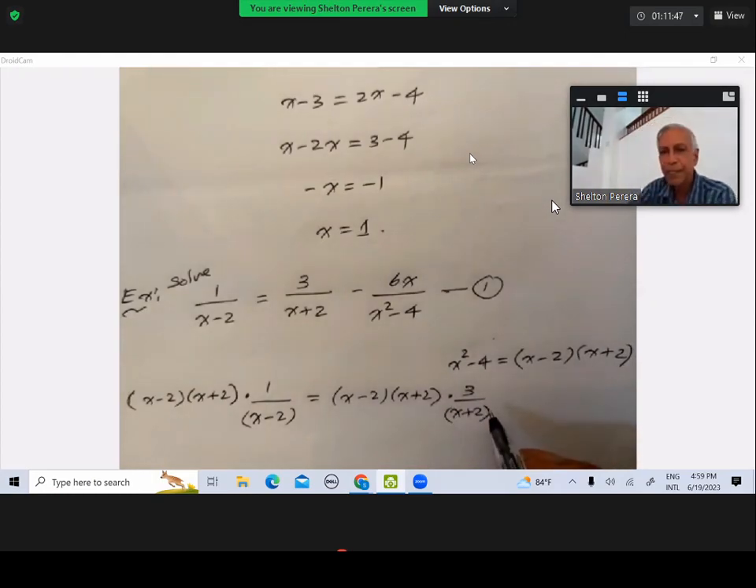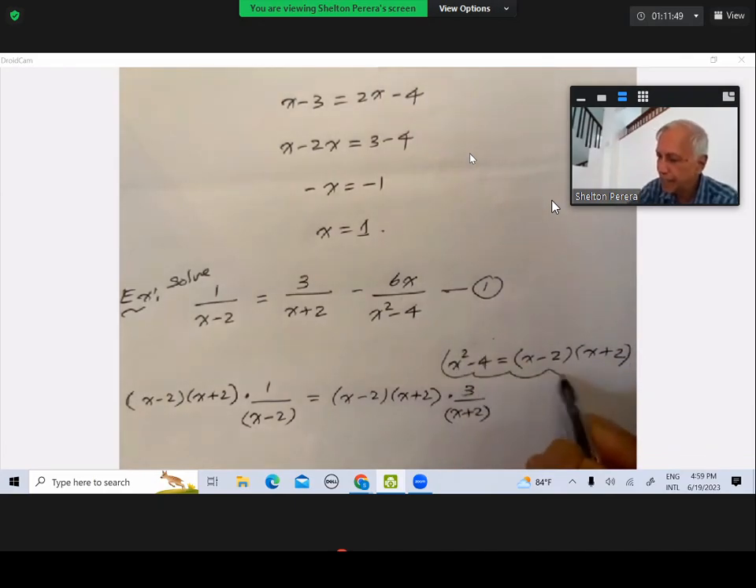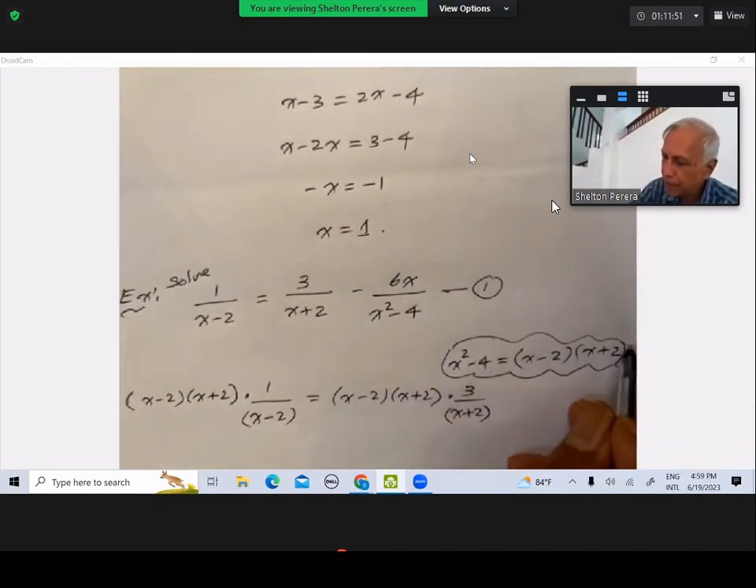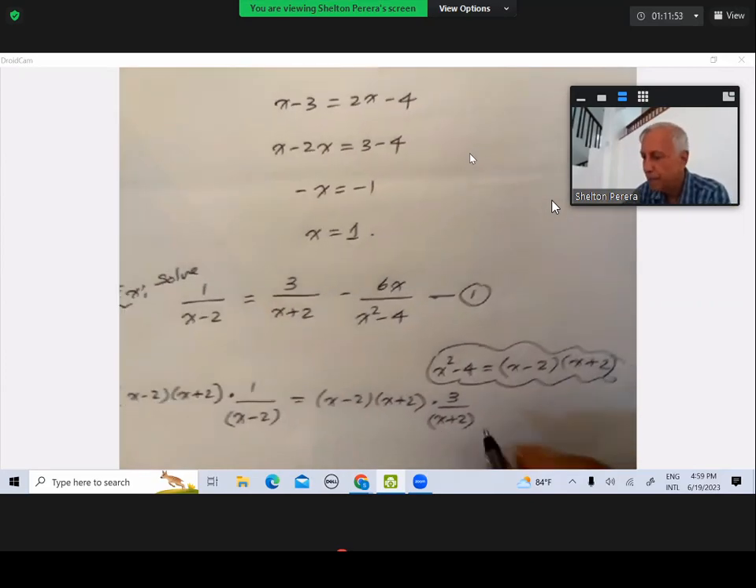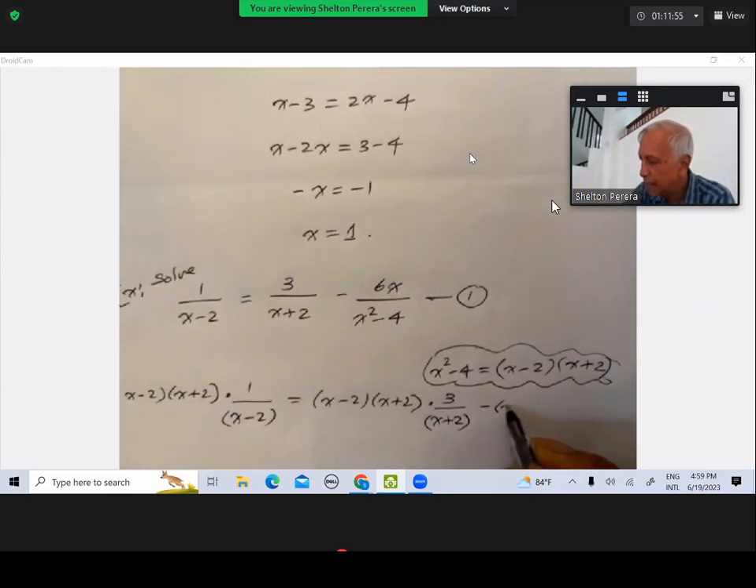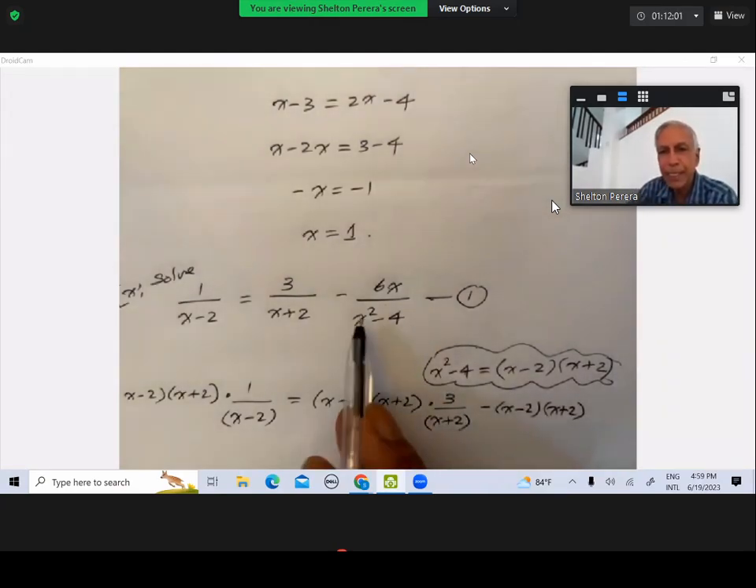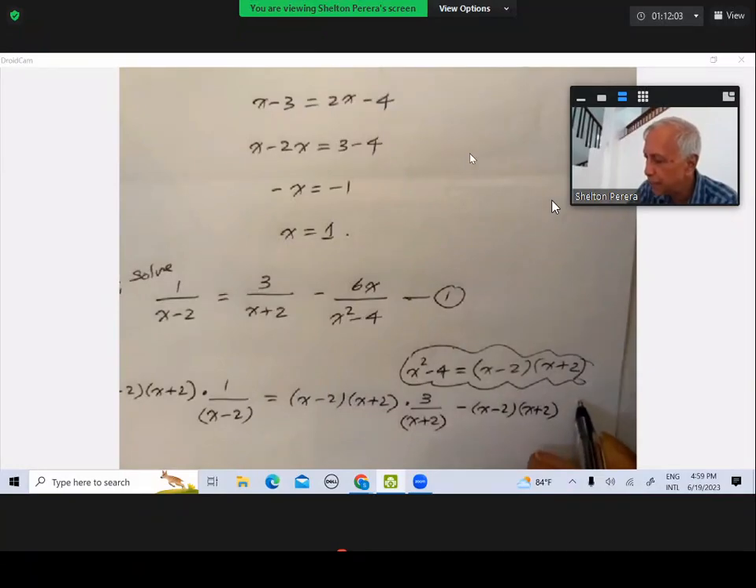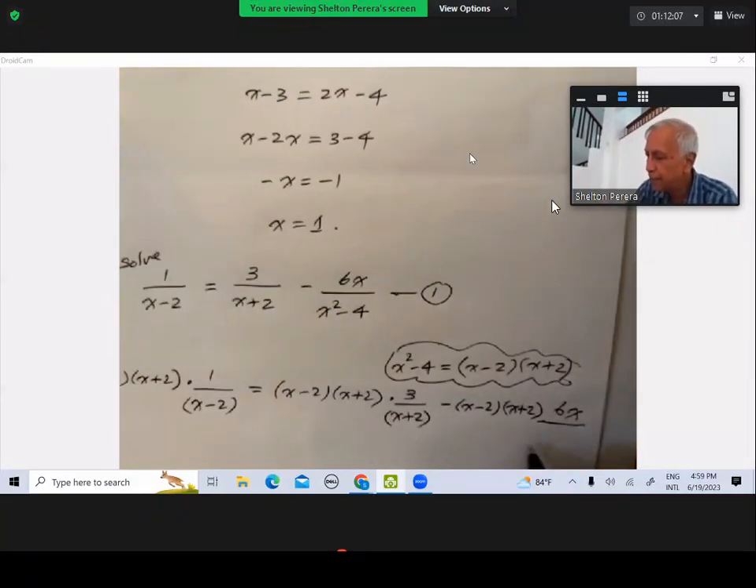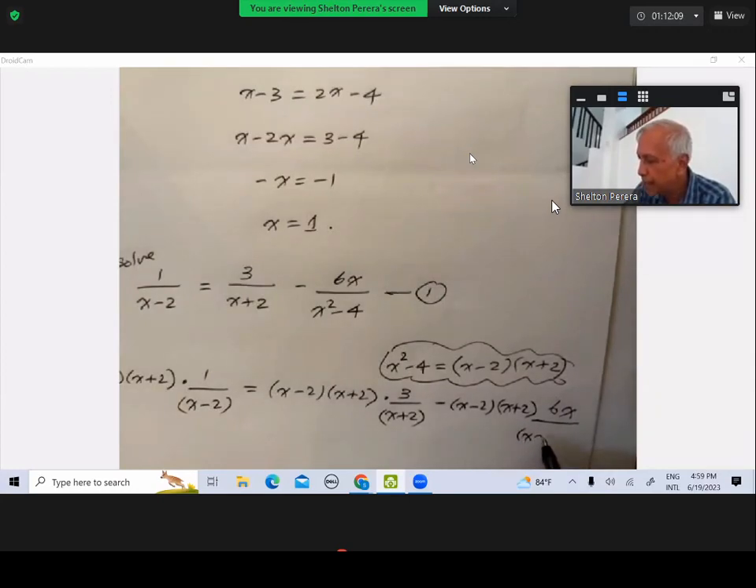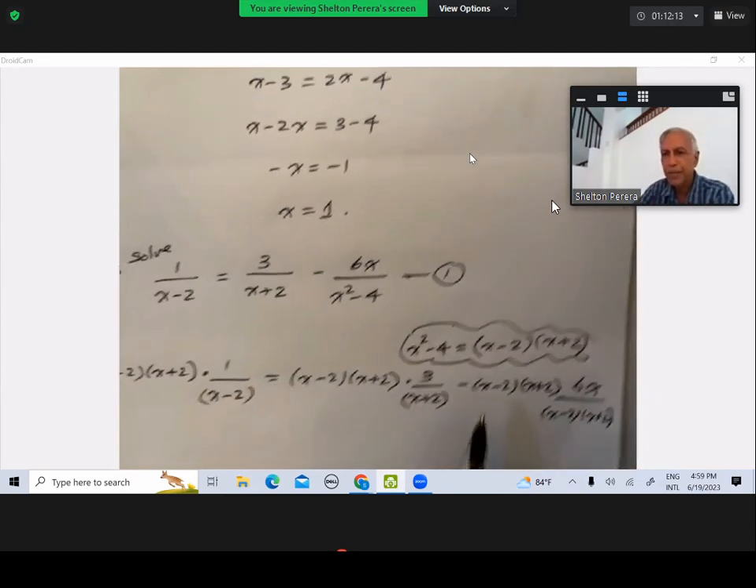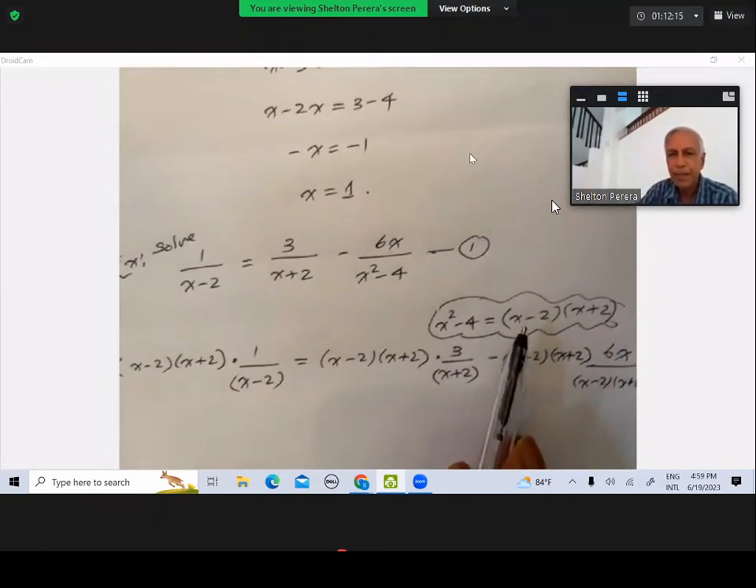Put a bracket. This is a side thing that we observed. Minus x minus 2, x plus 2 times, there we have 6x over x squared minus 4. 6x over x squared minus 4 is x minus 2, x plus 2. We have observed that here.